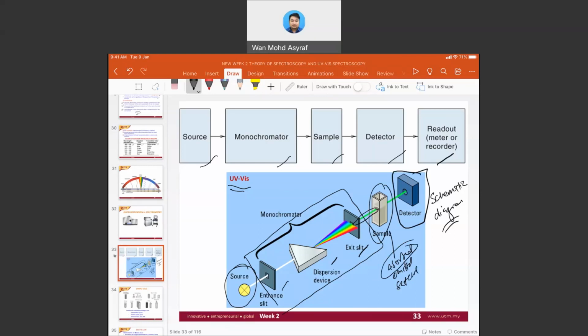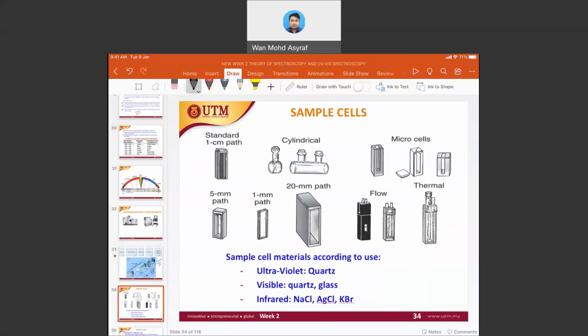Okay, as you can see, the sample here is put inside a glass cuvette. We call it a cuvette for UV-Vis. A cuvette is a transparent box made out of glass or perspex. It is also called a sample cell; the common name is sample cell, but we can call it a cuvette for UV-Vis. This cuvette has a very particular size. For example, a standard 1 cm path means the cuvette is 1 cm throughout, 1 cm wide, 1 cm length. So it just looks like this.